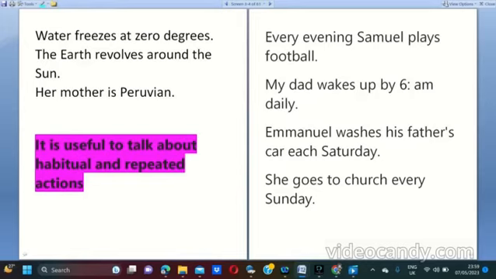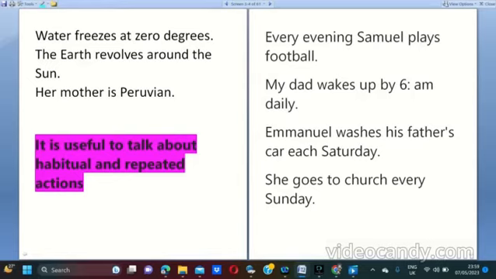Next condition, under simple present, it is useful to talk about habitual and repeated actions. What are habitual actions? The actions which are related to our habits. The actions which we do in our day-to-day lives. Those are called habitual actions.